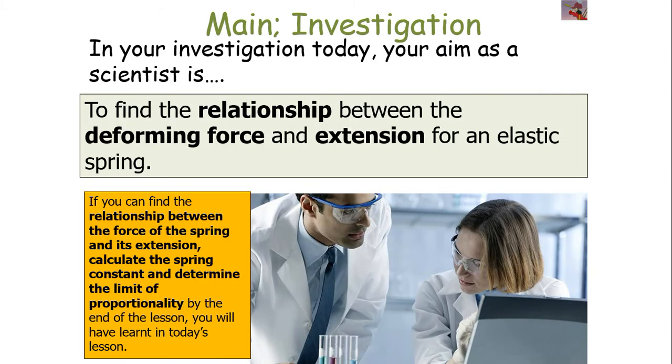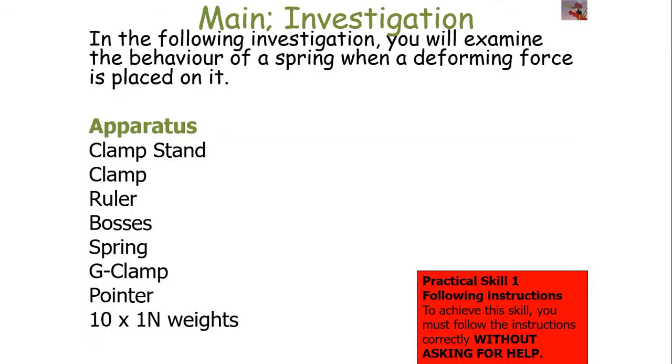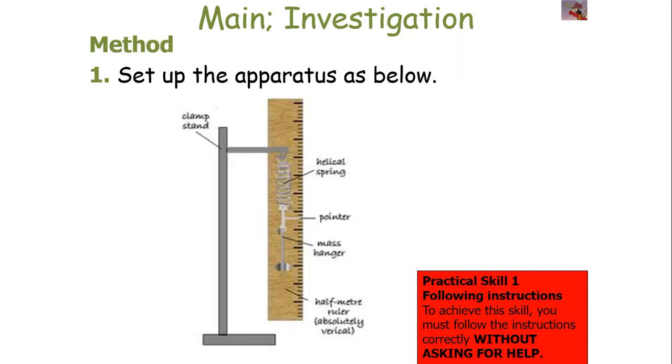Now, in your required practical, you need to be able to find experimentally the relationship between the deforming force and the extension of an elastic object, which in this example is a spring. So what you'll need for this particular practical is a clamp stand, a clamp, a ruler, a boss, a spring, a G-clamp or a counterweight, a pointer, which will probably be a ruler, and then 10 1 Newton weights. So you'll set up the apparatus as seen on this particular diagram.